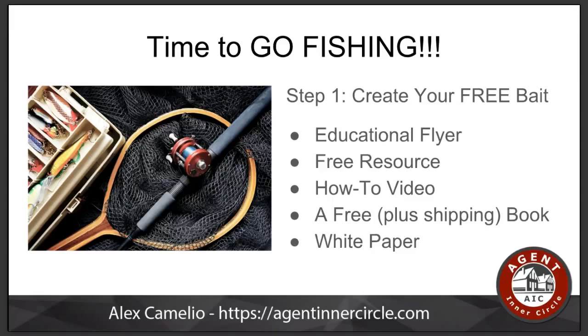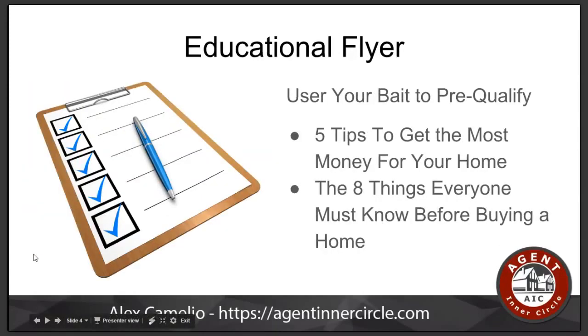So some of the free bait that we're going to be creating, first of all, is something like an educational flyer, or a free resource of some sort that you might be giving away to a client, or a how-to video to explain to them how they might be doing something, or a free, plus shipping book, we call it, where they have to pay for the shipping, but you're actually going to give this book away to them, or maybe even a white paper, right? Some sort of document that explains in detail how to work with something or how to do something that they might be interested in. Now let's dive a little deeper into some concepts that you can use to both bring in folks as well as pre-qualify those folks.